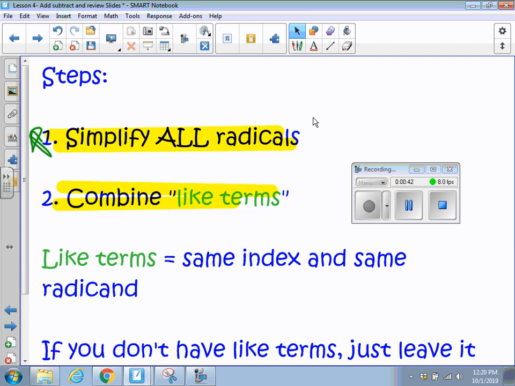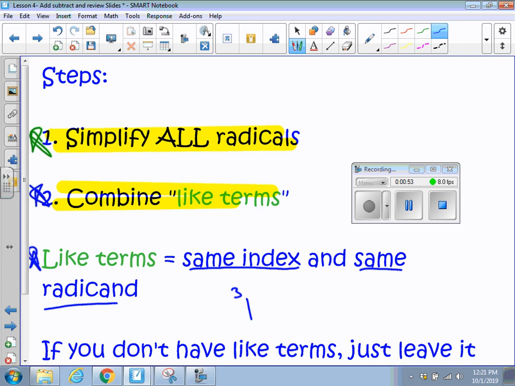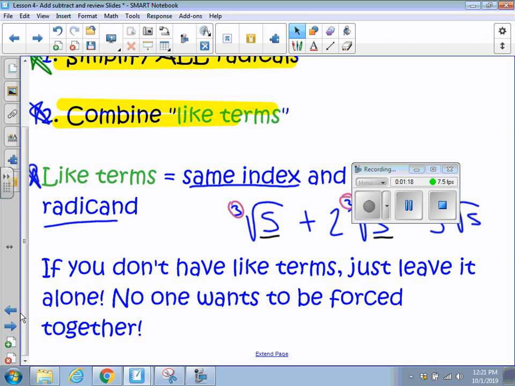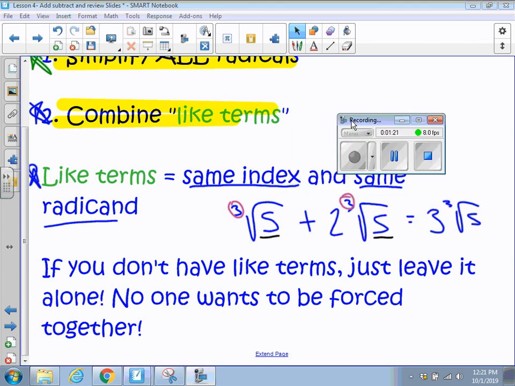So notice I have "like terms" in quotations because what does a like term look like in radicals? Like terms look like things that have the same index and the same radicand. So for instance, the cube root of 5 plus 2 cube root of 5. We have the same index. Our index is 3, and we have the same radicand. The radicand is 5. So if I had 1 cube root of 5 plus 2 cube roots of 5, that's going to get me a total of 3 cube root of 5. That's what that means for like terms. So if you don't have the same index and the same radicand, you just leave it alone, because that's what we mean by combine like terms. If you don't have anything else, you're going to leave it alone.